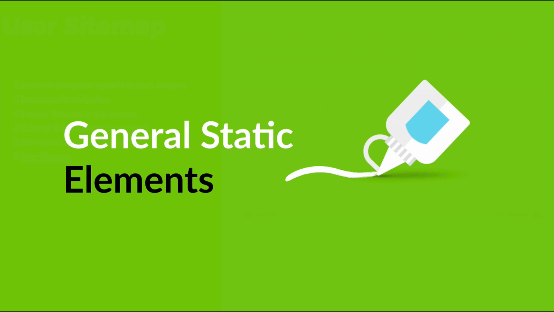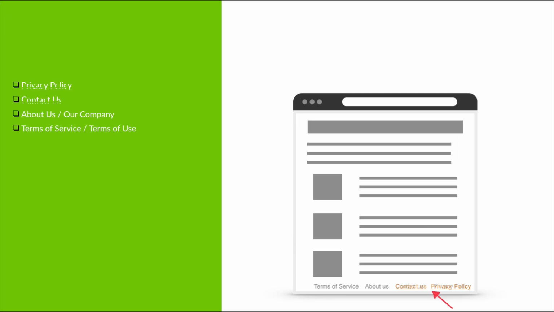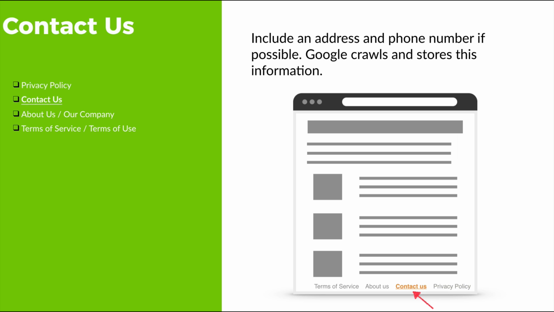All right, now general static elements. These will typically not help you rank, but they are part of a good website, and sometimes they're required depending on what kind of website you have. So let's go over them really quickly. One, privacy policy. Pretty much every single website needs a privacy policy. It won't make you rank, but you need a privacy policy. Next, contact us. Contact us, super important. If a website does not have a contact us, I won't buy from them and I will not trust them. Usually you want to include an address and a phone number. We're going to get into more details a bit later on.